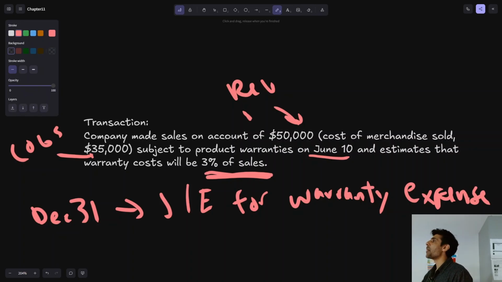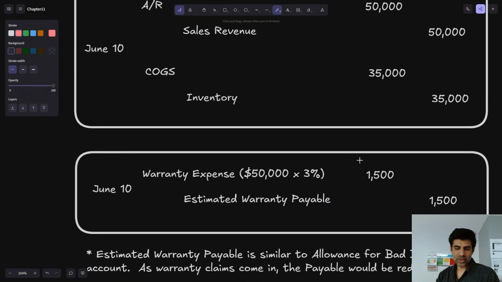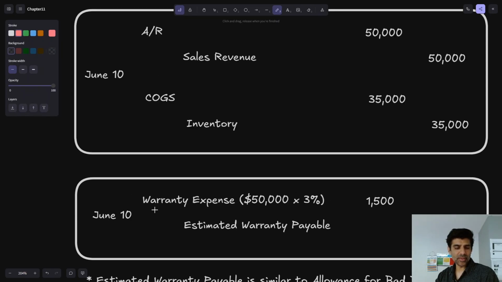Okay, so you want to make sure that you're matching the cost of the warranty with the revenue because they should be in the same period. So there will be an adjusting entry. So think about what that's going to be. So this would have been the journal entry, and then it's 3% of the sale, like the revenue. Actually, this should have been December 31st. You're probably going to take this as an adjusting entry.